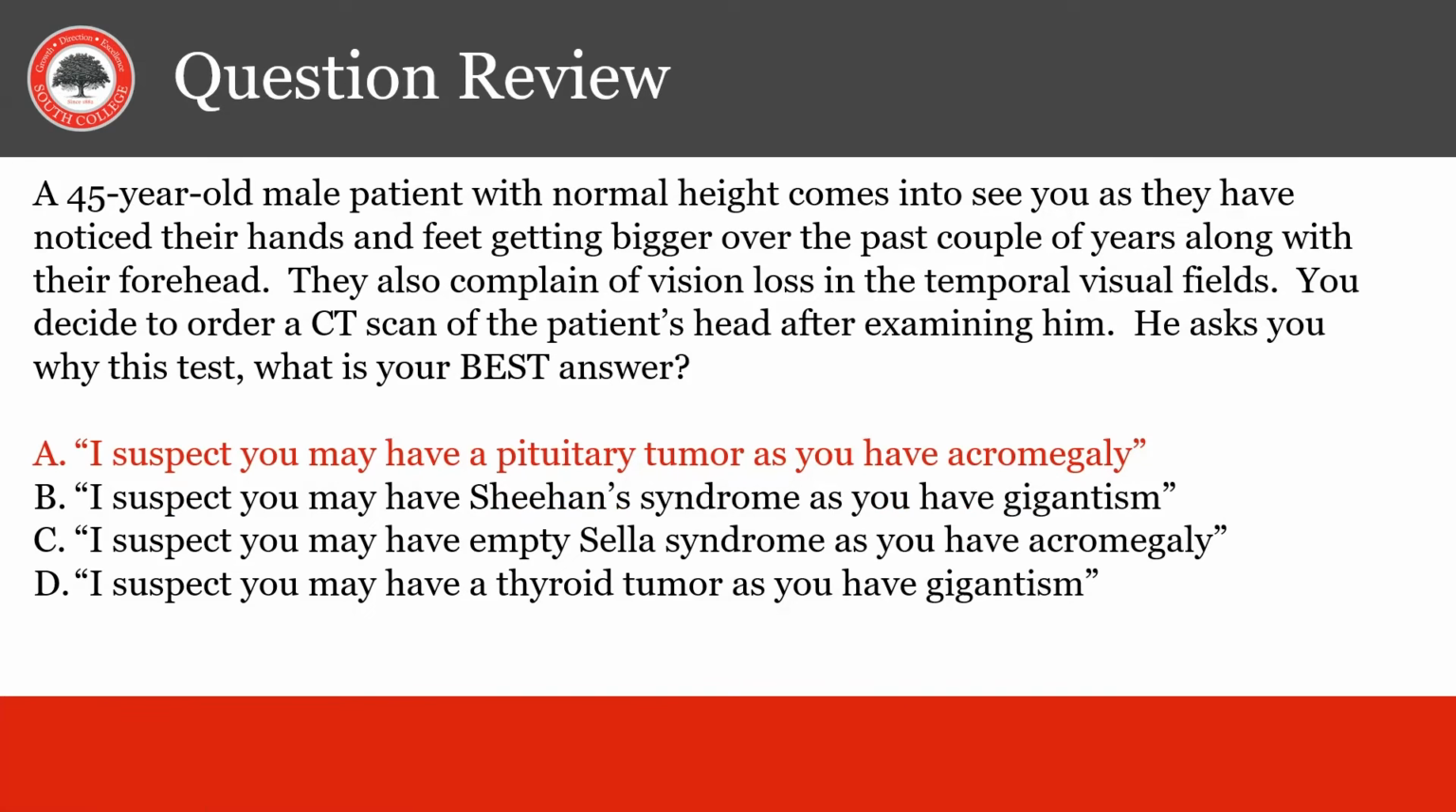The answer is that the patient likely has a pituitary tumor as he is showing signs of acromegaly along with the bitemporal hemianopsia. Remember that the pituitary is right over the optic chiasm and a tumor can easily suppress this.